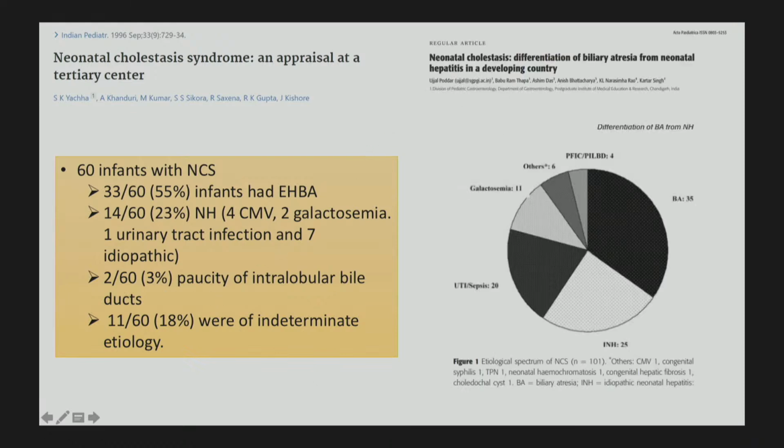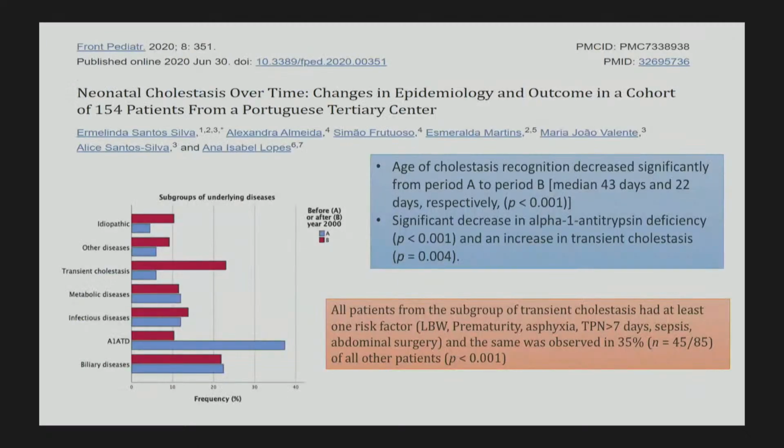In another study from 2016, out of 100 patients, 35 were secondary to biliary atresia, idiopathic causes were 25 patients, sepsis and UTI were 20 patients, and PFIC and paucity of intralobular bile ducts were only 4 patients. That is, the maximum is from biliary atresia, followed by idiopathic causes, and a very small proportion is by PFIC and other conditions. In this study, they analyzed the etiologies before 2000 and after 2000.